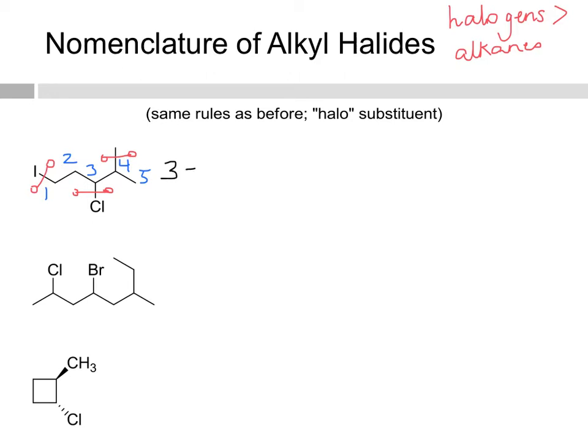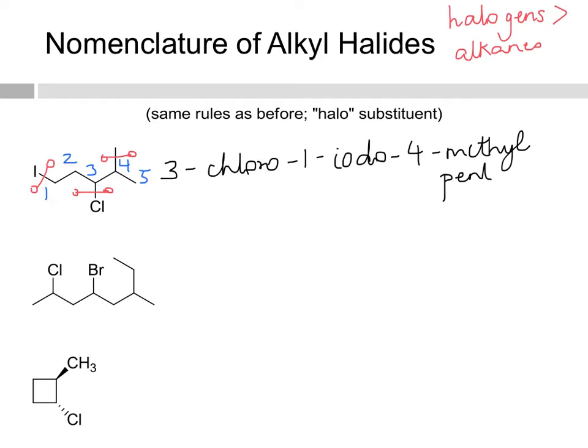It would be 3-chloro, 1-iodo, 4-methyl, and it's a 5 carbon chain, so the parent name is pentane.